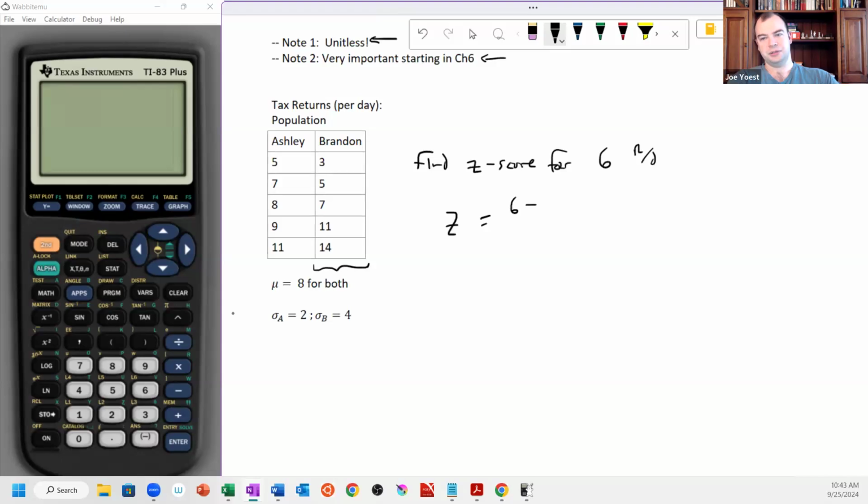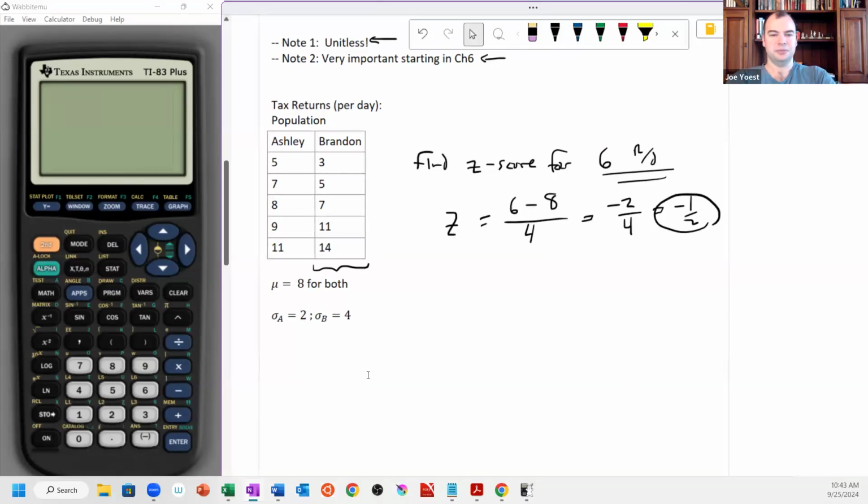And that will be 6 minus the mean of 8, which we've calculated in the past, over Brandon's standard deviation of 4. That's -2/4, or -1/2. In other words, the data value 6 would lie a half a standard deviation below the mean in the Brandon data.